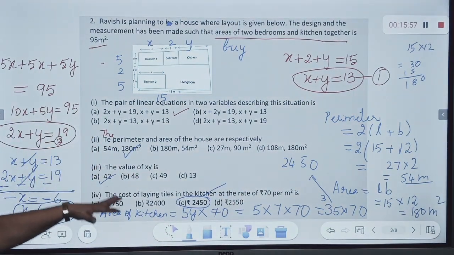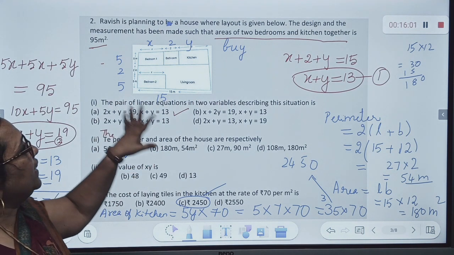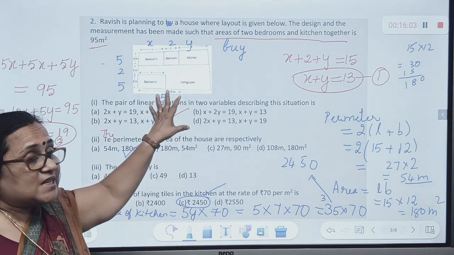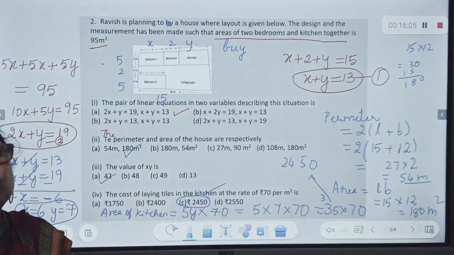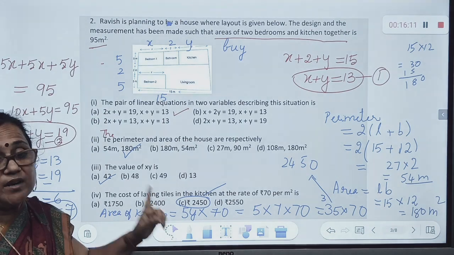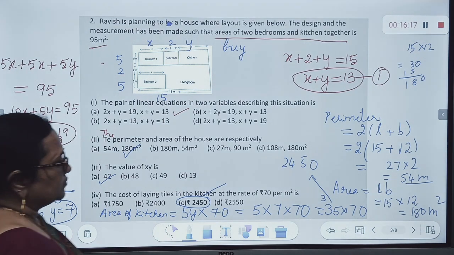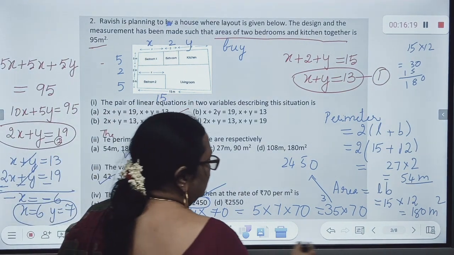So these are very simple sums actually. What is interesting here is you should know how to translate the given problem into linear equations in two variables. The ability to understand the word problem, understand what is asked, understand what is given, and connect them both. Is it clear?